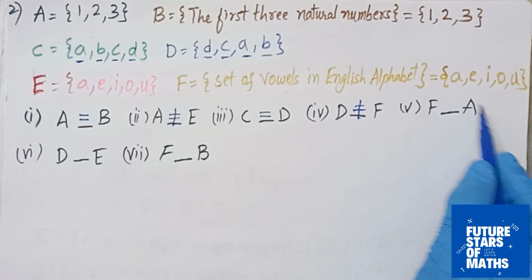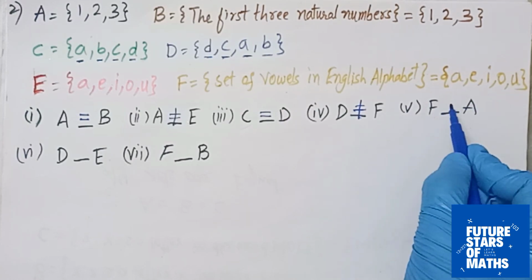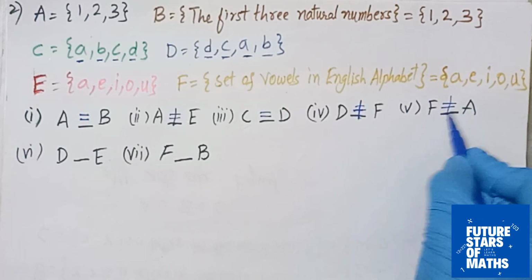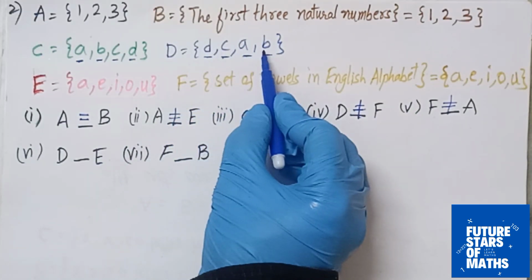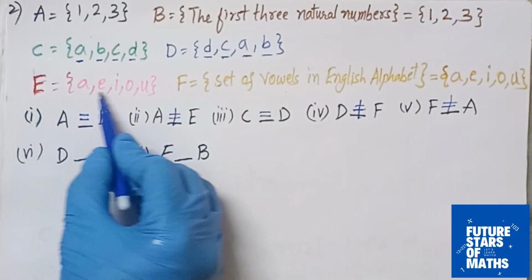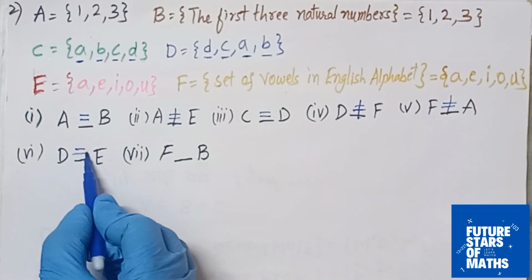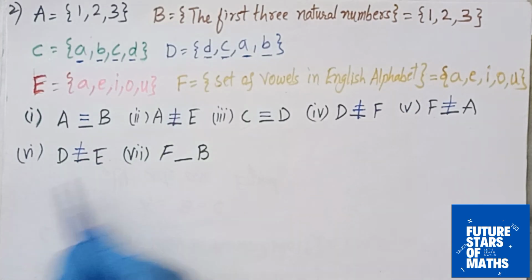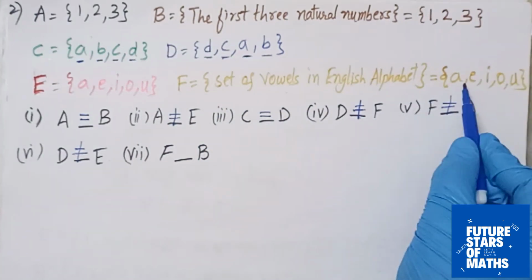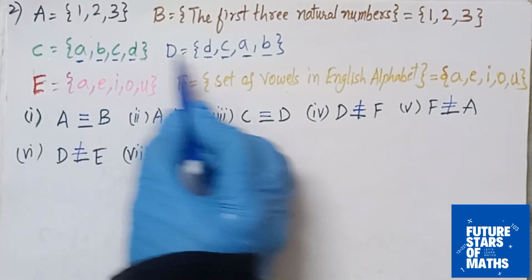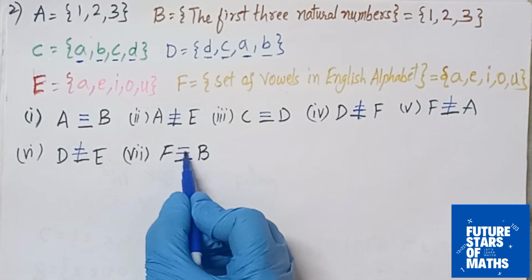Then F and A. In A we have 3 elements. In F we have 5. So these both also will not be equal. Then D and E. In D, how many elements do we have? 4. In E, how many are we having? 5. So the number of elements itself is not equal. So we can write not equal here also. F and B. In F, how many are there? 5. In B, only 3. So again these both will not be equal.